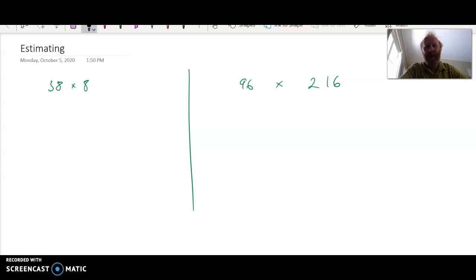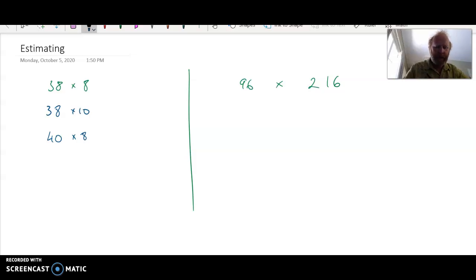This is a video on estimating. A quick guide to estimating a number like 38 times 8. There seem to be two obvious options. One of them is to go with 38 times 10. The other is to go with 40 times 8, just rounding one number or the other. The thing is, one of these is a much better estimate than the other.